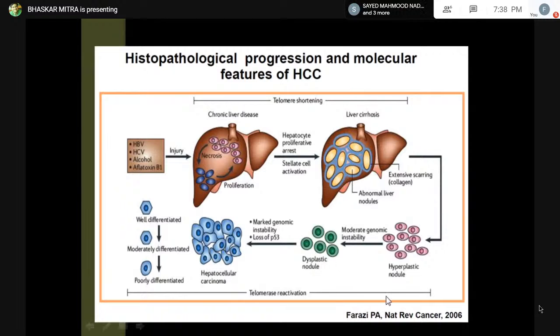Henceforward, there starts molecular genomic instability that transforms these hyperplastic nodules into dysplastic nodules. Over that, more and more genomic abnormalities or instability, like loss of P53 and many more, go on, which causes the development of these dysplastic nodules into malignancy, or hepatocellular carcinomas. This may be well moderated or poorly differentiated.